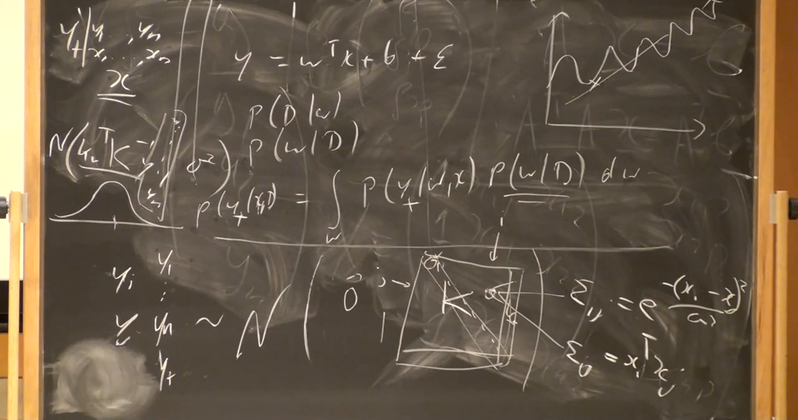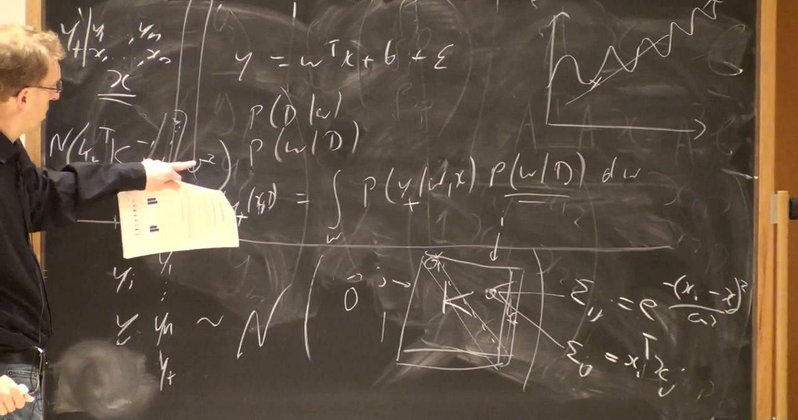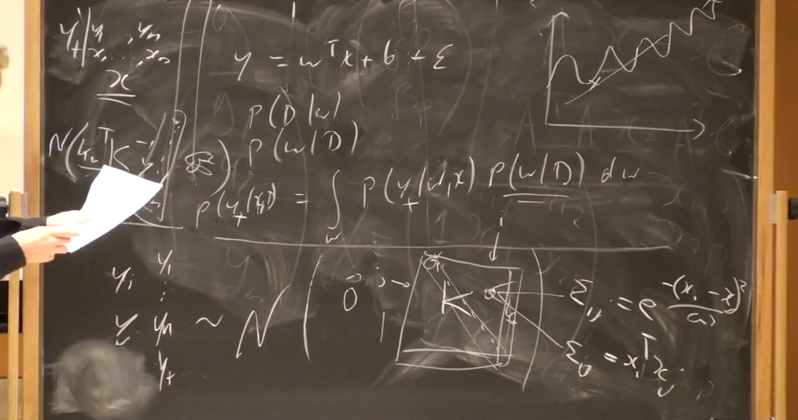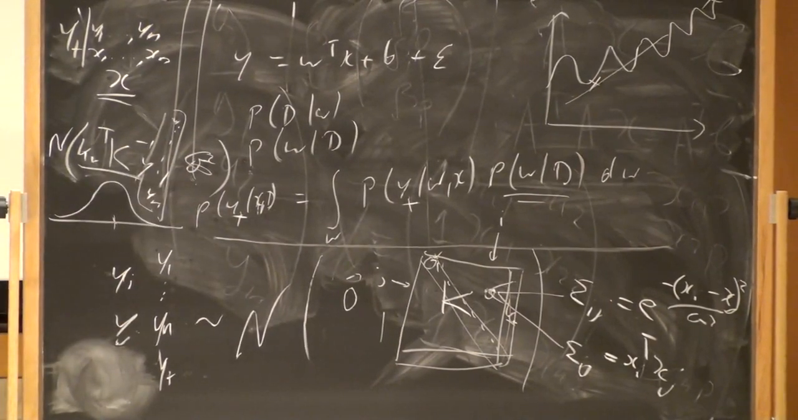Yeah? What is sigma in this case? Sigma is, so this sigma. Yeah, basically you have to look it up. It's the closed form solution for the variance of the test point. So it's k star star minus k star transpose k minus 1 k star. So I just didn't fit it in.